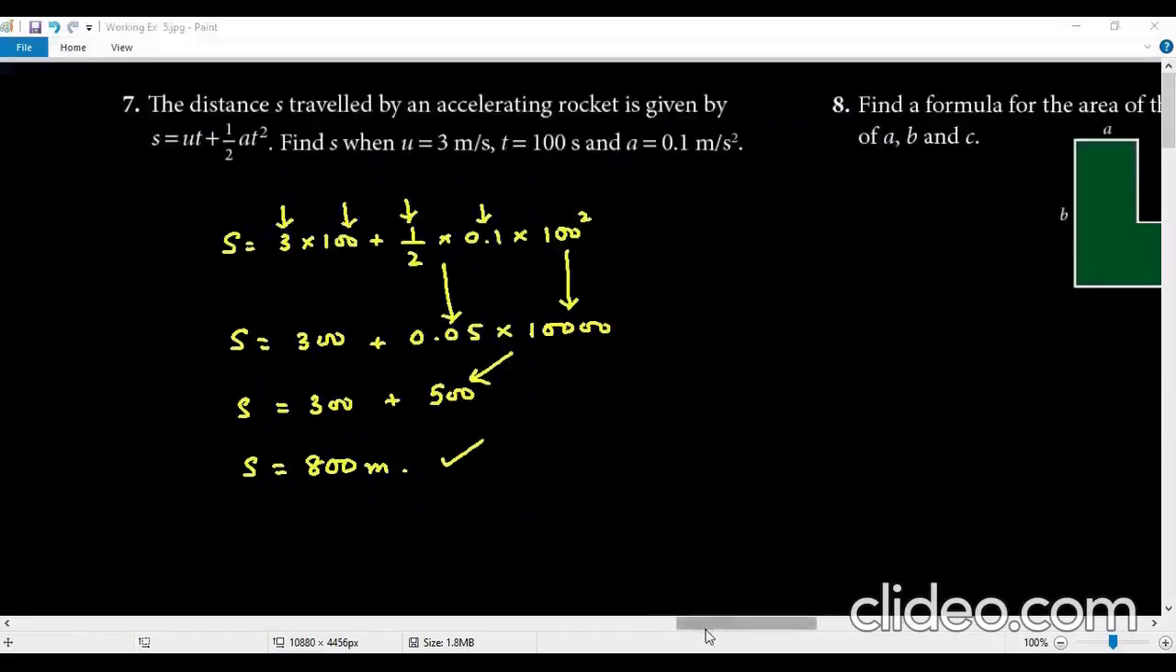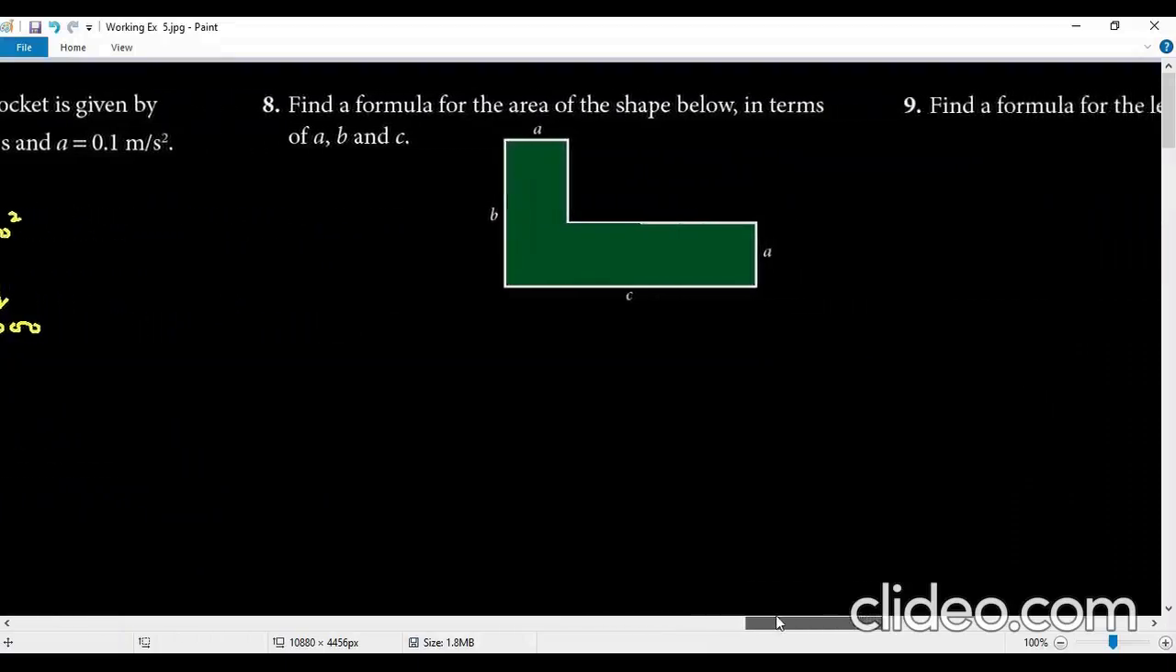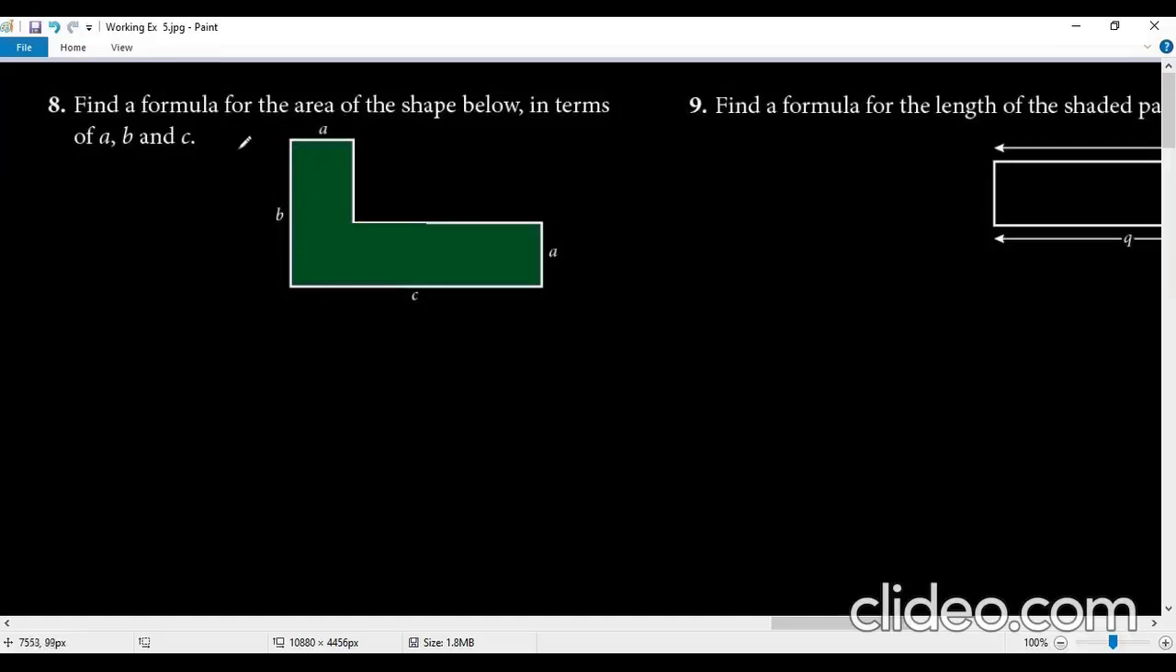Moving on to question number 8. It says to find the formula for the area of the shape below in terms of A, B, and C. Now, you should know very well that we can find the area of this green part as A times C. Okay, this is the first part. This is A times C. And plus you multiply A times B. A times B is this one. So this is A times B. From this whole thing, you have added this to get AC plus AB.